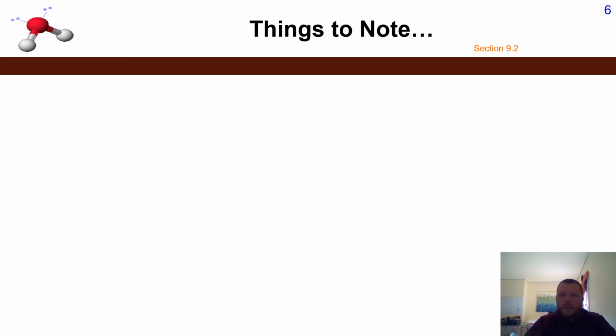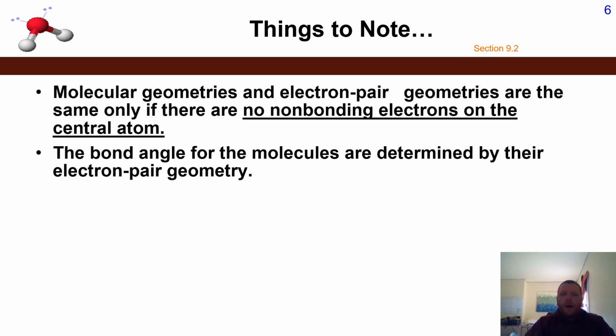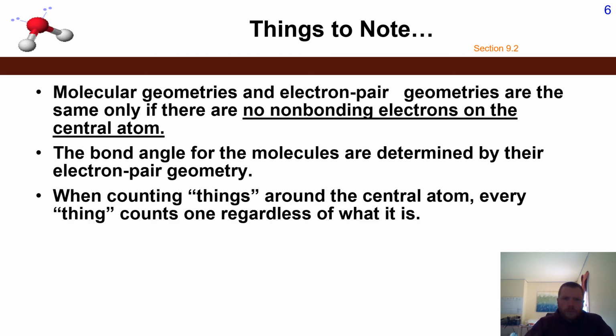Things to note, things to consider with respect to this: molecular geometries and electron pair geometries are the same only if there are no non-bonding electrons on that central atom. The bonding angles for the molecules are determined by their electron pair geometry. When counting your so-called things around a central atom, every thing counts as one regardless of what it is. Whenever I use that term things, what I'm talking about are your bonding pairs of electrons, non-bonding pairs of electrons, and so on. So whether that's a lone pair of electrons, or a single bond, a double bond, or a triple bond to another atom, they're counted basically the exact same.